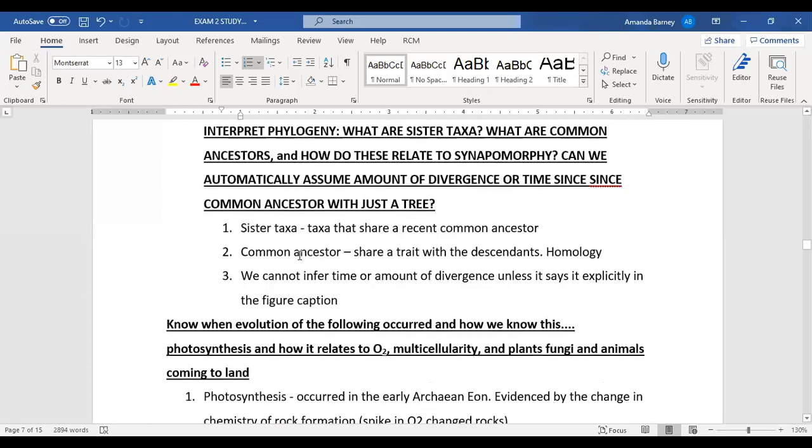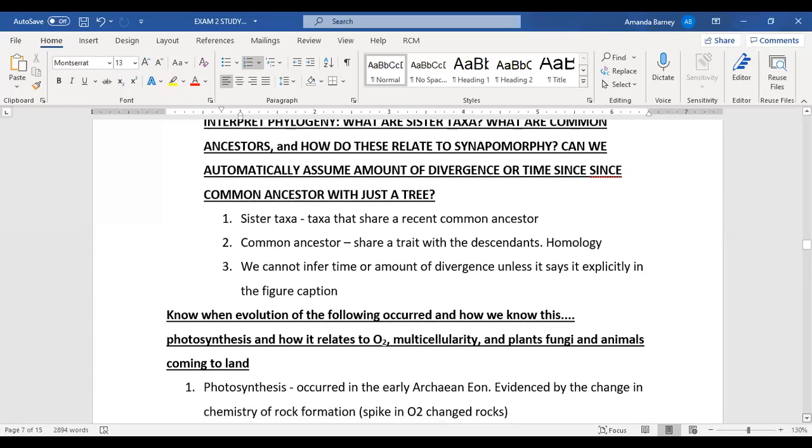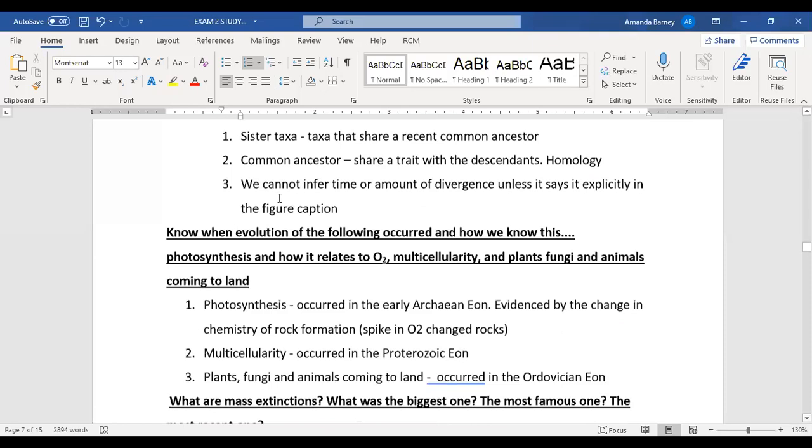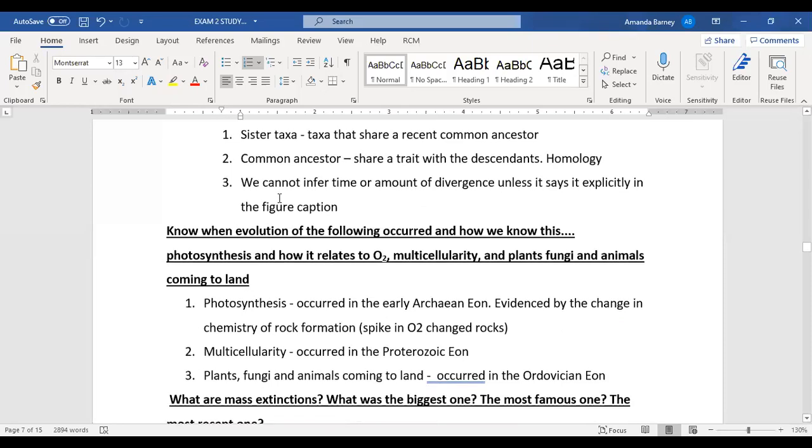Again, these are just basic definitions. Sister taxa are the two. You really want to see just the two coming off that final branch of the phylogenetic tree. But if you see more, they're still sister taxa, common ancestor. And this is important too. I think he kind of stressed this, so I think he might ask about it.